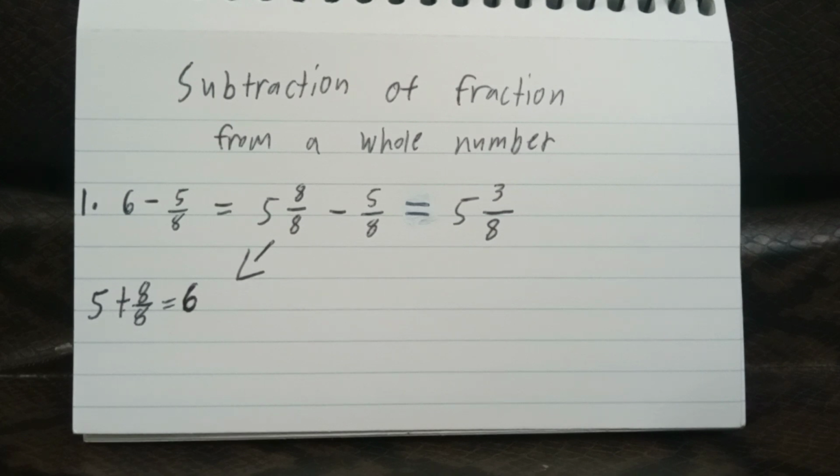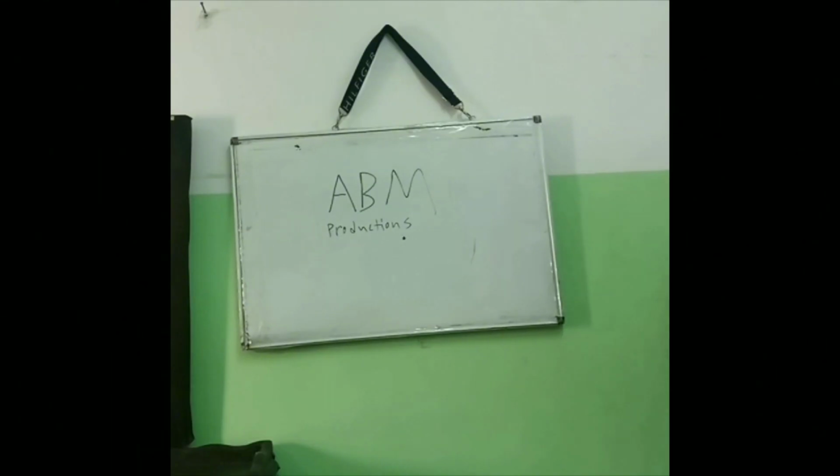Now I want you to keep in mind that we didn't change the value of the whole number 6. We just regrouped it and we changed it into a mixed number. So now can we start subtracting? The answer is yes. So all we have to do here is just start subtracting the numerators. So 8 minus 5 equals 3. That will be our numerator. And we copy the denominator 8 and we just bring down the whole number 5. So our final answer will be 5 and 3 over 8.